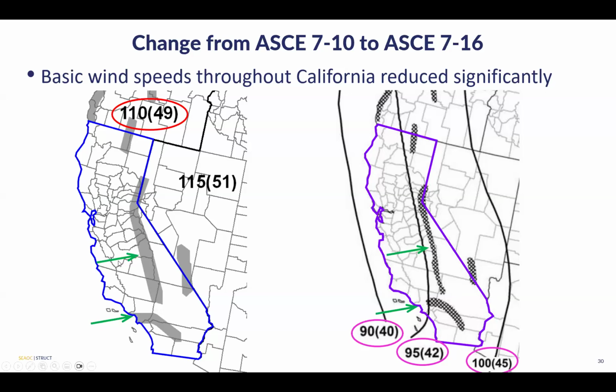And you can see that the special wind regions were corrected. They basically reverted back to the areas that Hugh Church drew in the early 1980s. So we got an improvement, right? We narrowed the special wind regions. They're back where they were originally intended. And the basic wind speed dropped over the state.